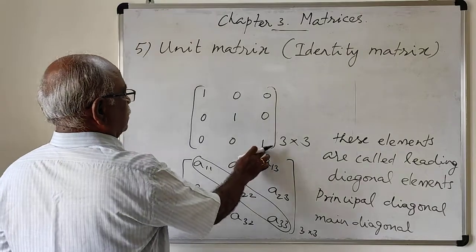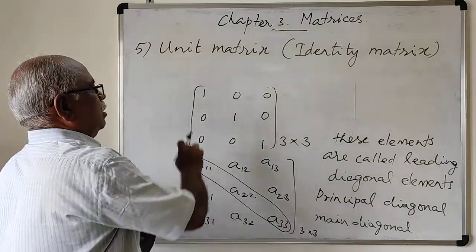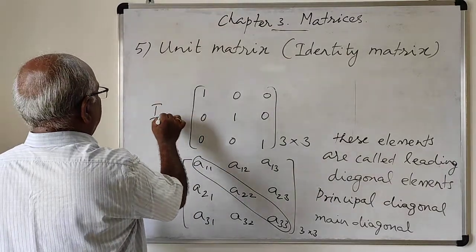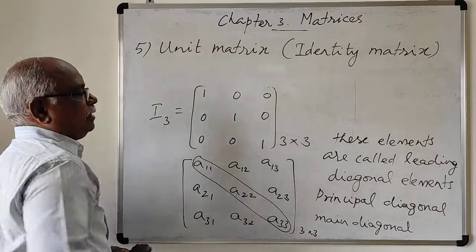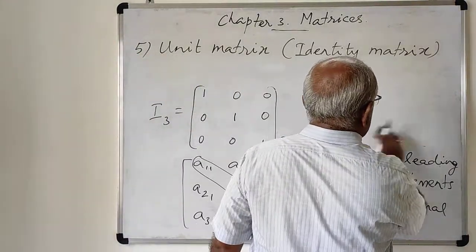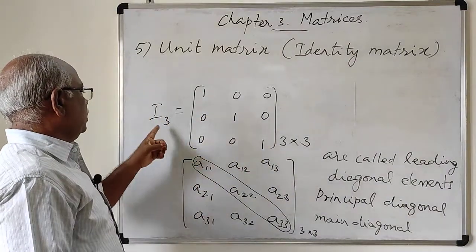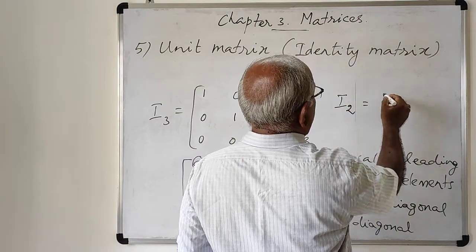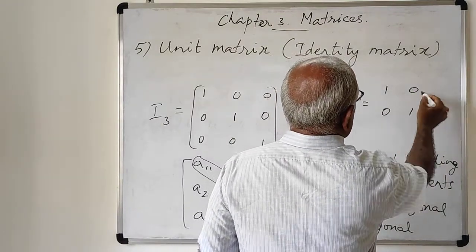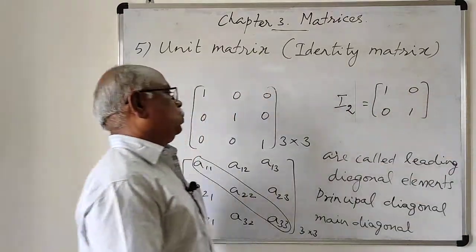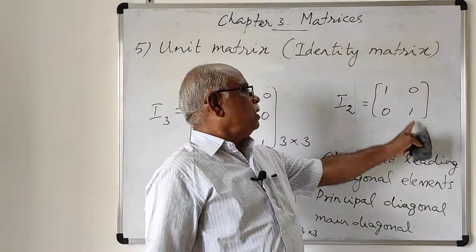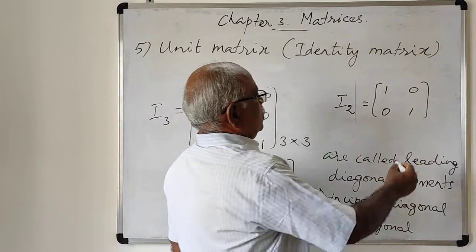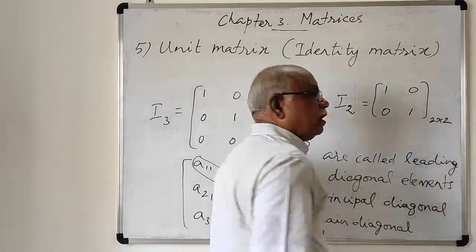That's all. Leading diagonal elements are 1, all other elements are 0, then this type of matrix is called a unit matrix. It is denoted by I3, identity matrix of order 3. Similarly, I2, identity matrix of order 2, is 1, 0, 0, 1. The main diagonal elements are 1, and the other elements are 0. So this is the definition for unit matrix or identity matrix.